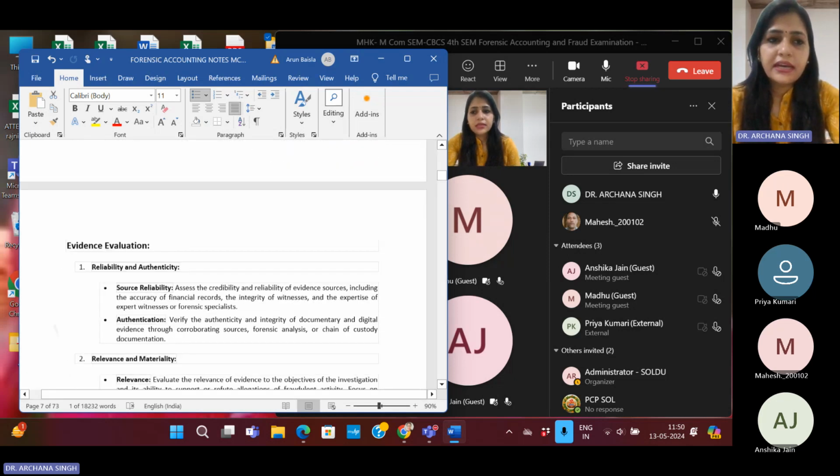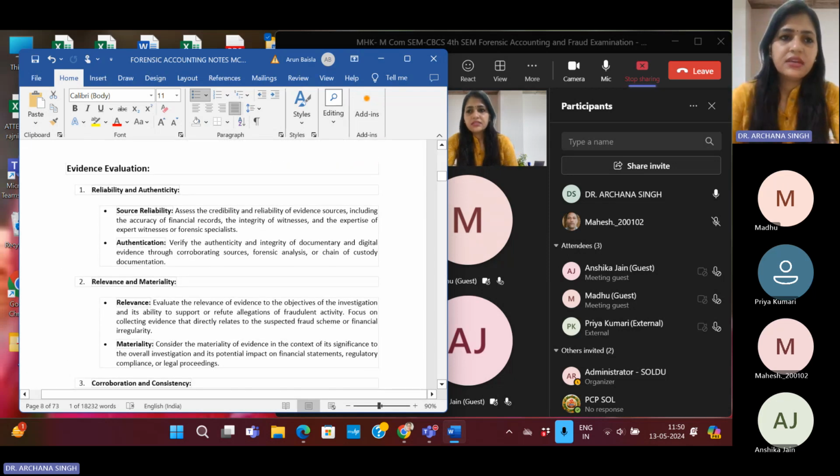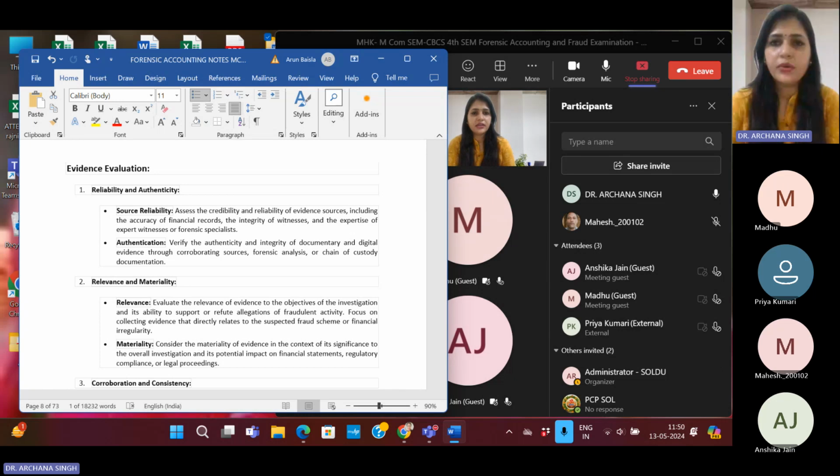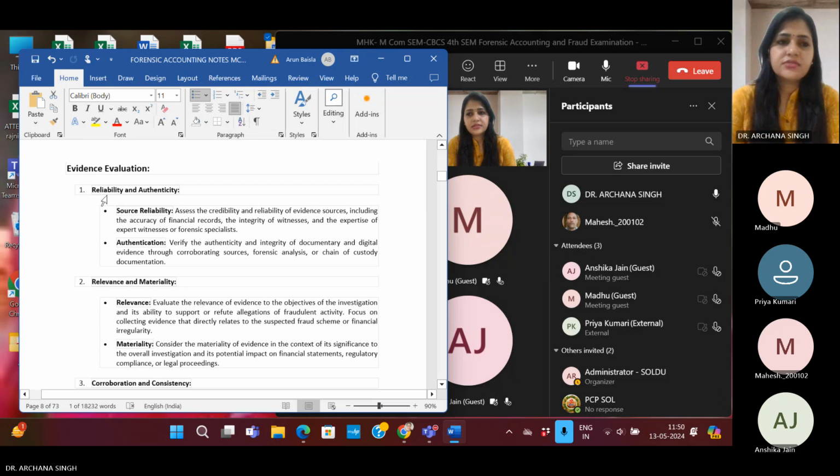Okay, then evidence evaluation. Evidence evaluation basically means कि whatever the evidence while doing the investigation the forensic auditor and accountant has collected, they had to evaluate that evidence whether it is reliable or not. Okay, so first of all is related to its reliability and authenticity.